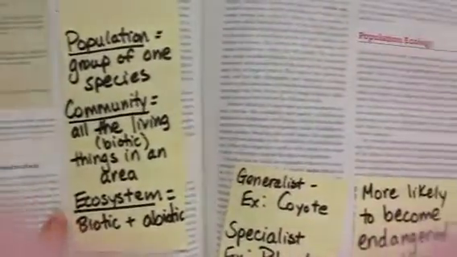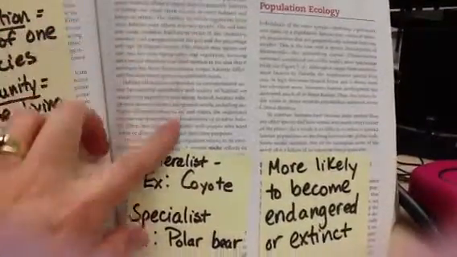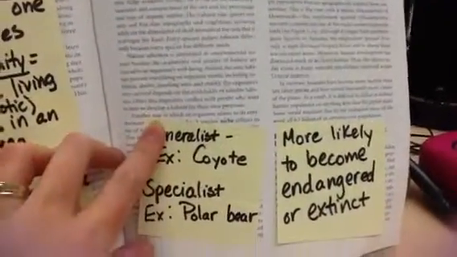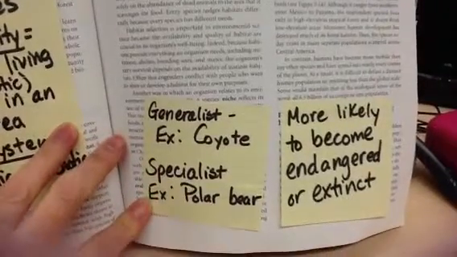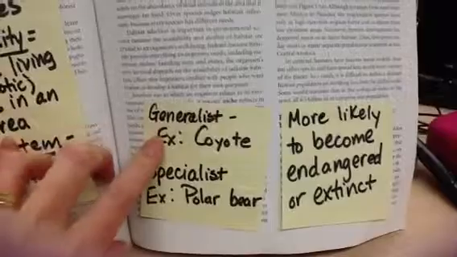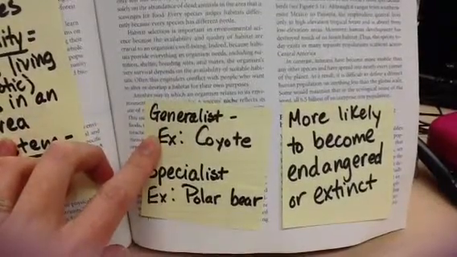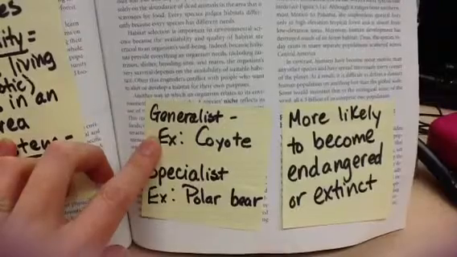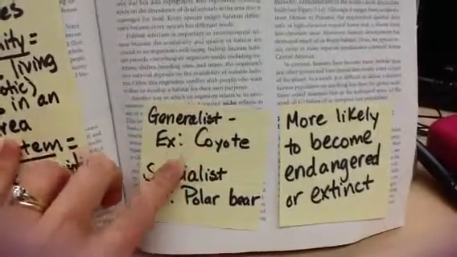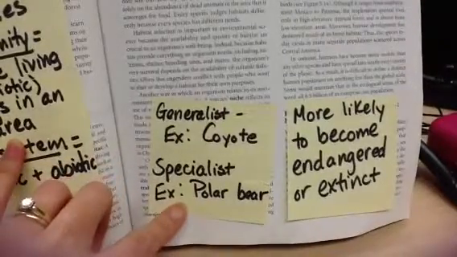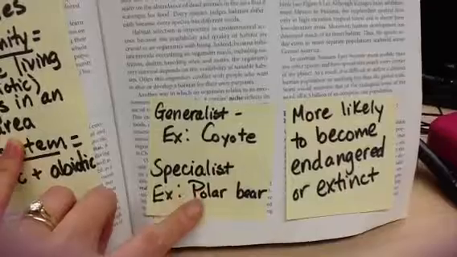On the next page, under population ecology, or actually before that, the book talks about a generalist species versus a specialist species. This is on page 131. A generalist is a species that can live in lots of different places, lots of ecosystems, and can eat a variety of different foods. The coyote's like that. A specialist lives pretty much in one ecosystem and only eats limited types of food. The polar bear is like this.